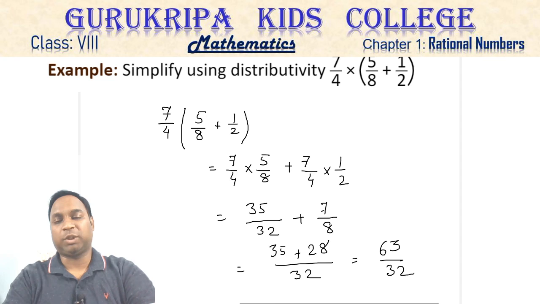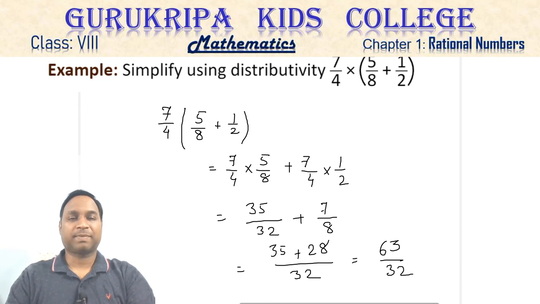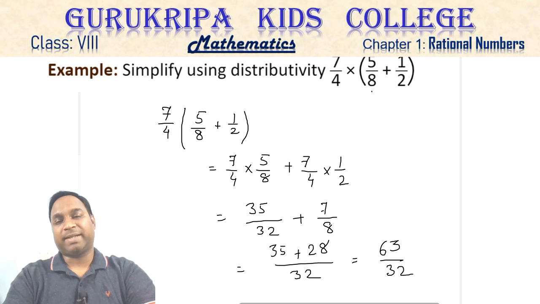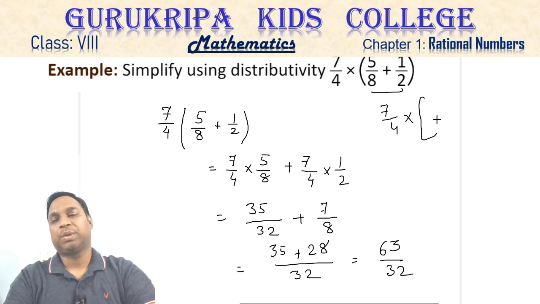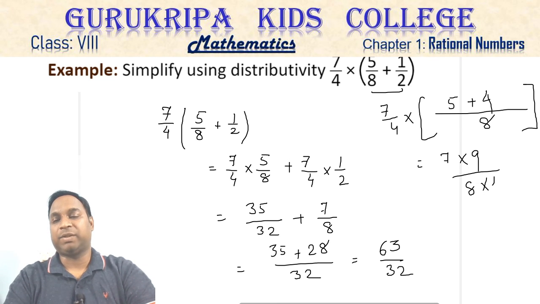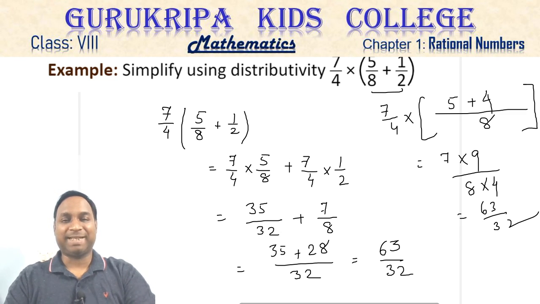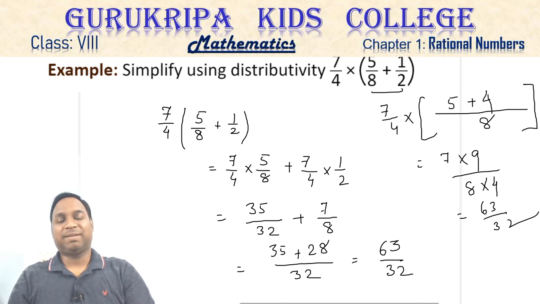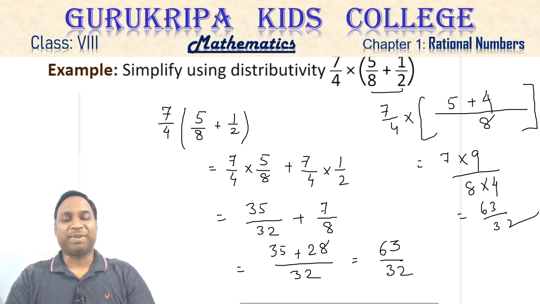That is equal to 63 divided by 32. ठीक है, अगर verify करना है तो you can try, इन दोनों को पहले add करके भी check कर सकते हैं. क्या होगा, 7 divided by 4 into LCM will be 8, 5 plus 4, that is equal to 7 into 9 divided by 8 into 4, 63 divided by 32. आता है. There are two methods of doing this question now. समझ में आ गया? This is called the distributive property.